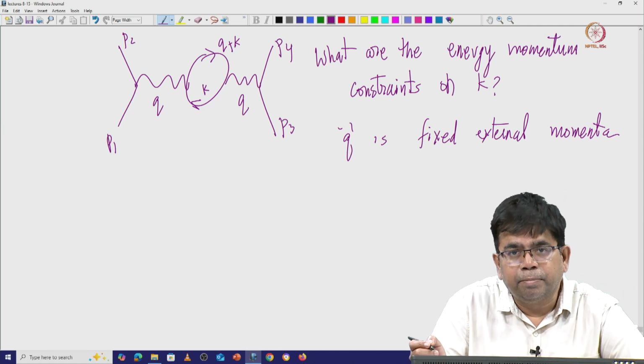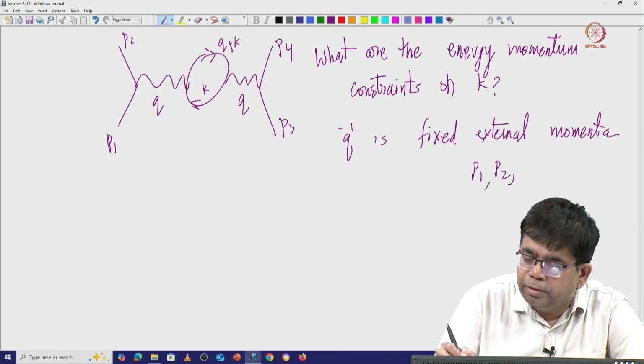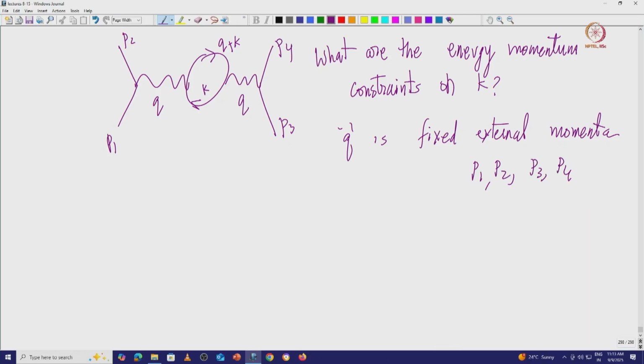Q is fixed by the external momenta P1, P2, P3, P4. Their energy-momentum conservation fixes your Q. Now what fixes K? K is completely arbitrary essentially. So what values should K take?